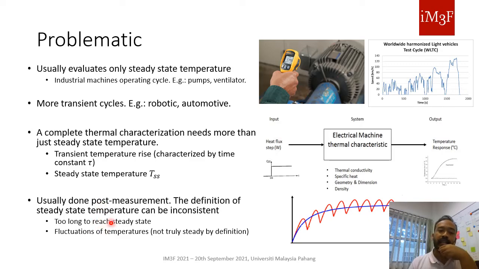Then there's also the problem that the definition of steady state temperature can be inconsistent when we're dealing with the transient state, because depending on the machine, the time it needs to reach the steady state temperature can vary. When the time is too long, people don't really know at which time it attains the steady state in reality. And then there's also the problem related to fluctuations of temperature, basically due to the precision of the instrumentation.